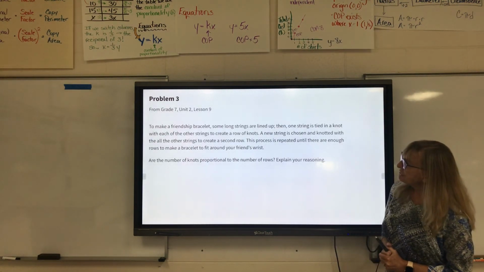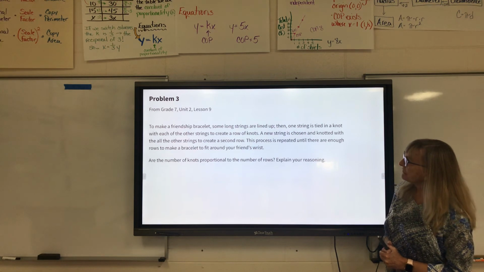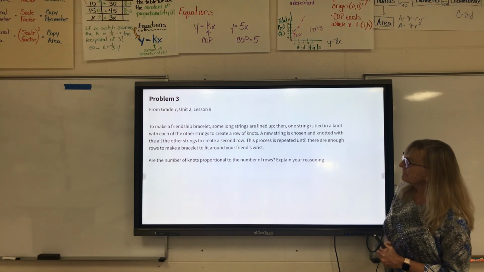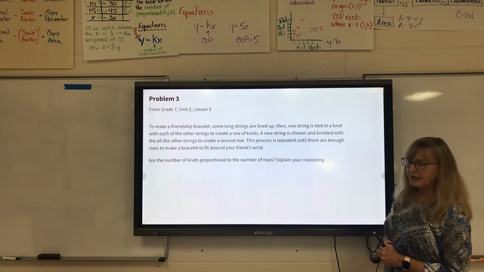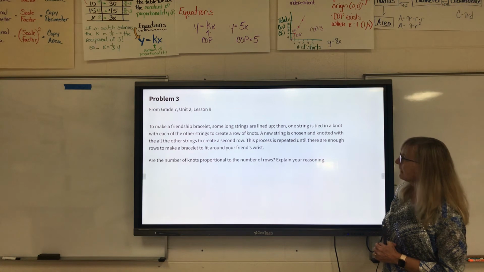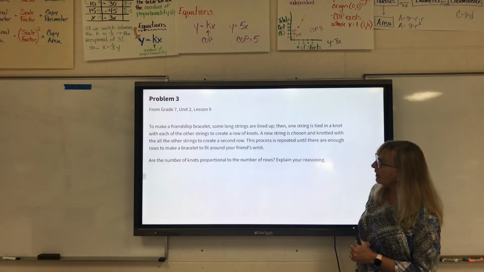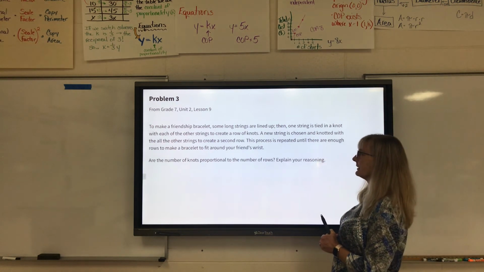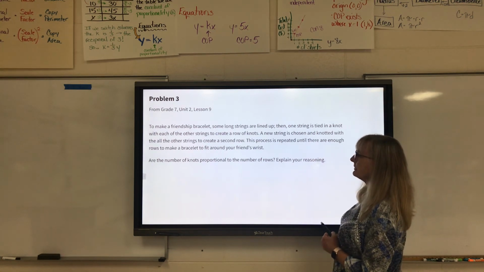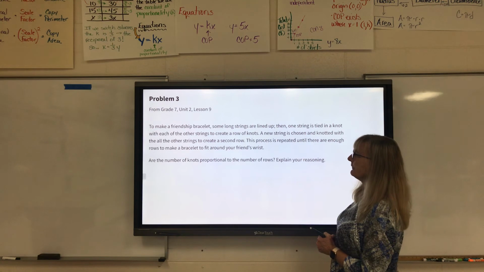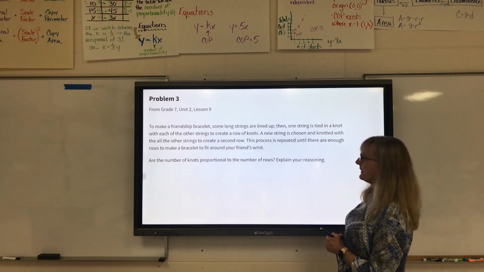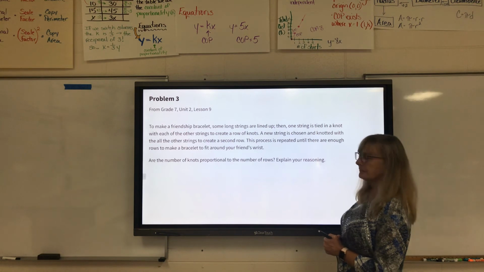To make a friendship bracelet, some long strings are lined up, then one string is tied in a knot with each of the other strings to create a row of knots. A new string is chosen and knotted with all the other strings to create a second row. This process is repeated until there are enough rows to make a bracelet to fit around your friend's wrist. Are the number of knots proportional to the number of rows?